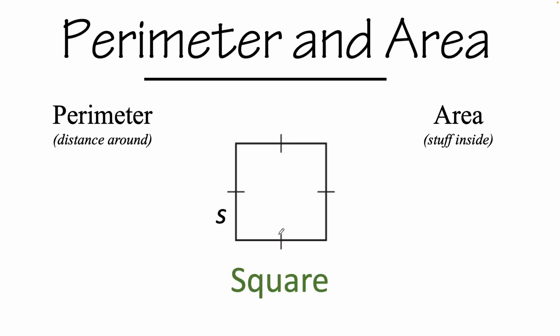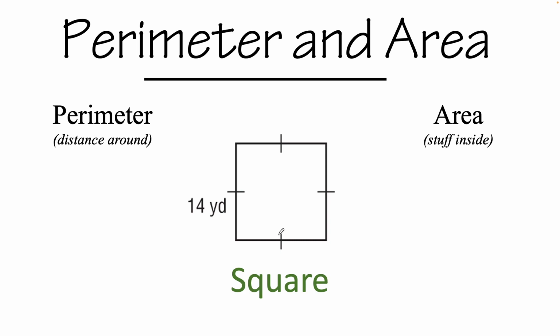Okay, a square. If the side is S, then the perimeter is S plus S plus S plus S, because all the sides are the same. So if you want to shortcut that, it would be 4S. The area of a square is side times side, or side squared.